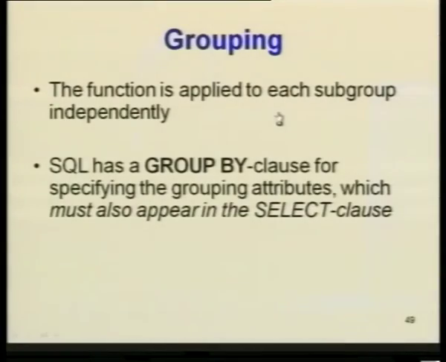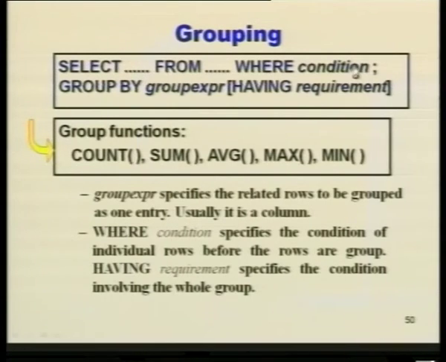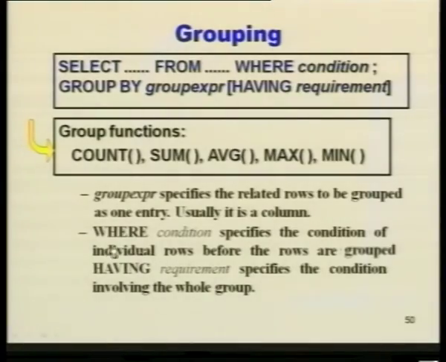The function is applied to each subgroup separately or independently, and so this is the group by clause which we will see. So, select, from, where condition, group by group expression, having requirement. Group functions are count, sum, average, maximum, minimum. There you will use the group by. Group expression specifies the related rows or tuples which you want to group together as one entry, and usually it will be a column. Where conditions specify the condition of the individual rows before the rows are grouped, and having requirement specifies the condition involving the whole group, like age or whatever.